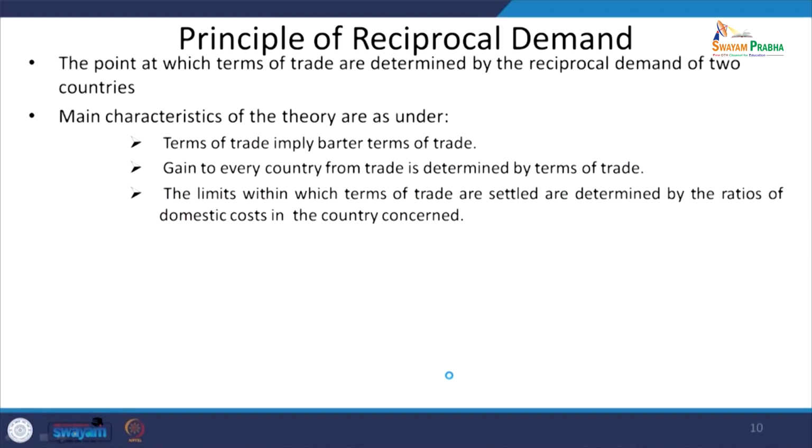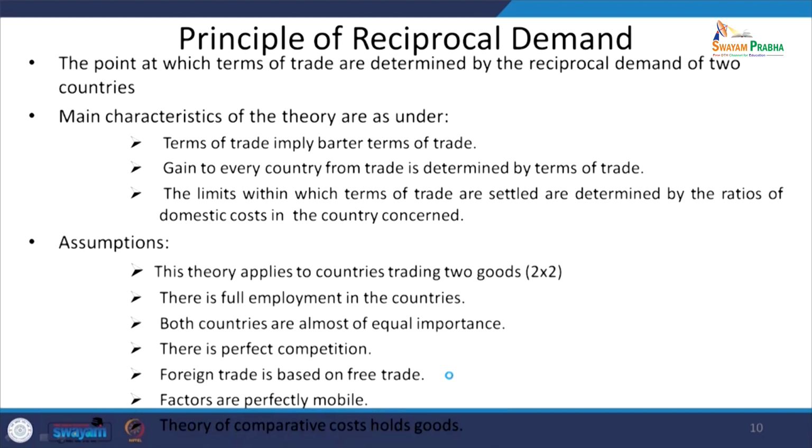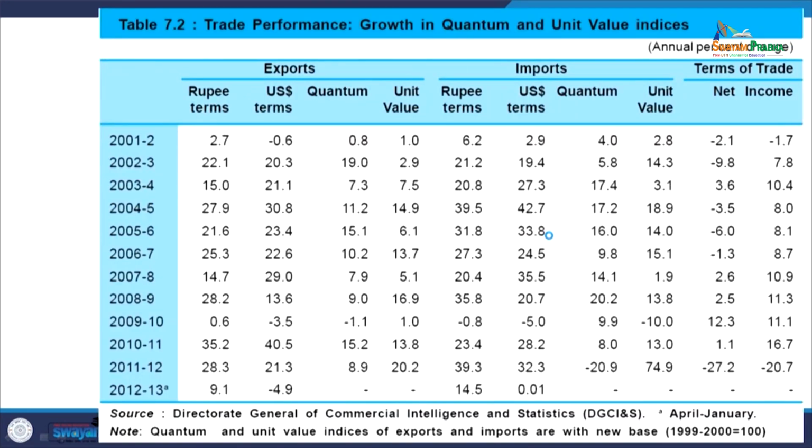So, we have already discussed these principles of reciprocal demand. We need not emphasize this further because we already discussed it earlier, but there are a large number of assumptions. Reciprocal demand and its elasticity we have already discussed. Now, this one also we have discussed, but let us emphasize again. So far as terms of trade are concerned, there are net terms of trade and income terms of trade. Net means net barter terms of trade.